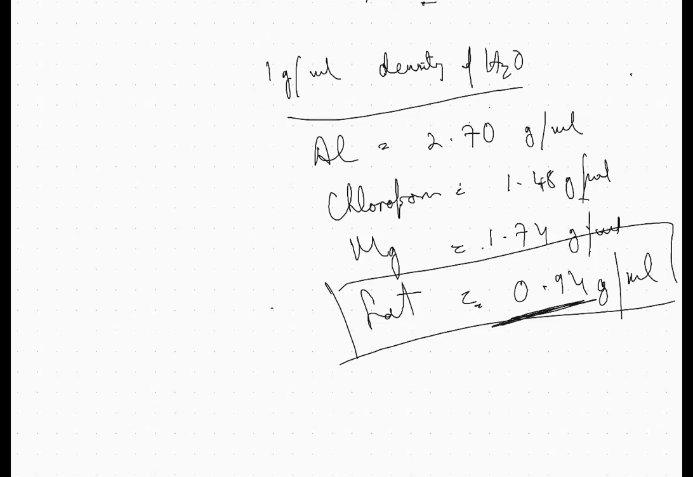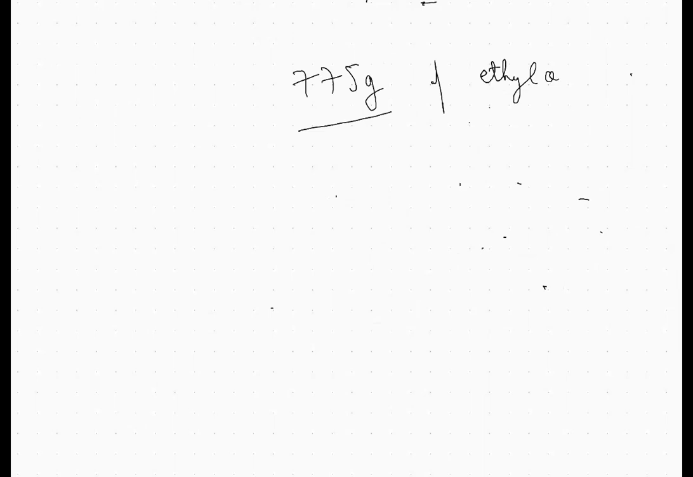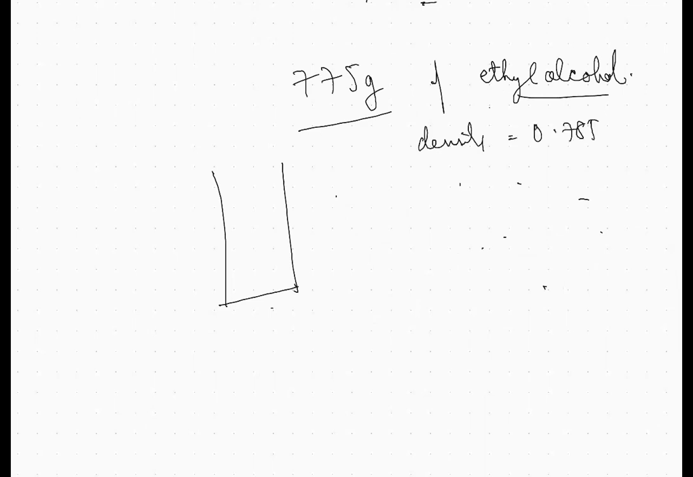All right, following with density. An application requires 775 grams, you need 775 grams of ethyl alcohol. Okay, I won't write the formula again, just write ethyl alcohol. Now you have a graduated cylinder, and the density of ethyl alcohol is given as 0.785 grams per milliliter. They are asking how many milliliters of ethyl alcohol you measure to obtain the desired mass? Okay, similar to what we did just now.